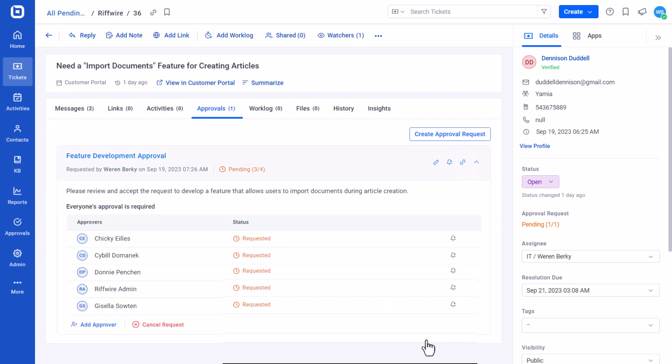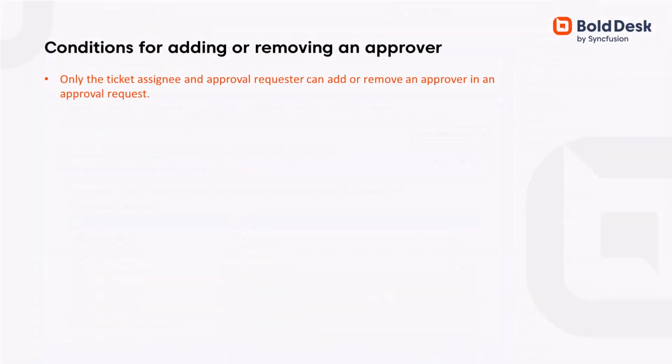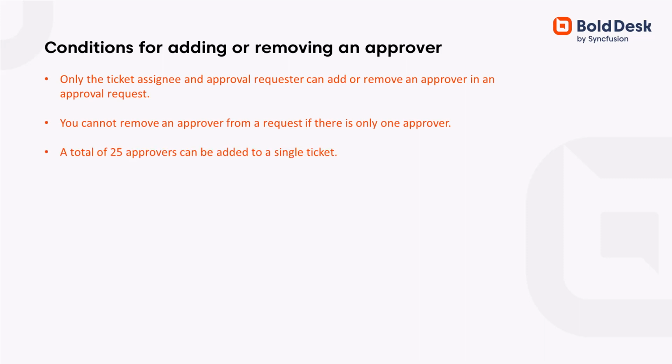Next, let's see how to add or remove an approver in a request. Note the following for adding or removing an approver. Only the ticket assignee and approval requester have the authority to add or remove approvers from an approval request. You cannot remove an approver from a request if there is only one approver. Upon request, a total of 25 approvers can be added.